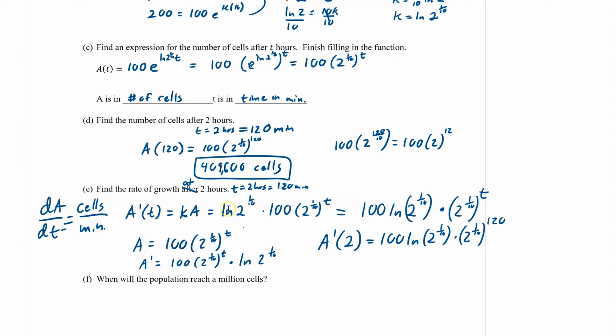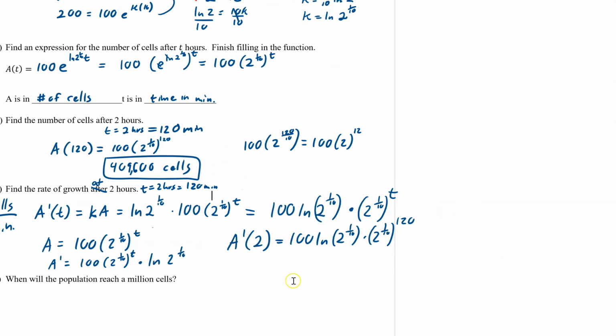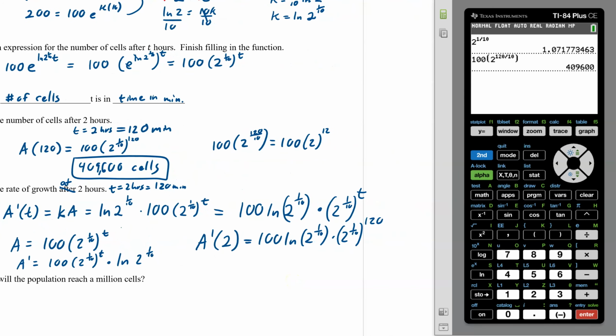So right now it's at 409,600 cells. How much will it change at 2 minutes? So let's take our calculator and find out. Move this over a bit, bring the calculator back up. All right, so it's 100 natural log, and take your time. There's no reason to rush on this.